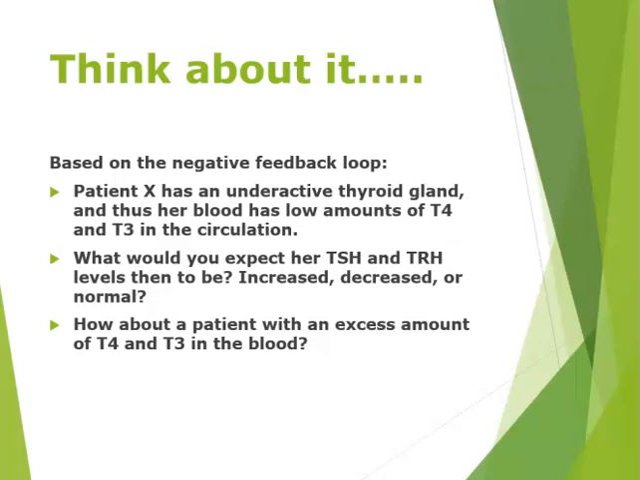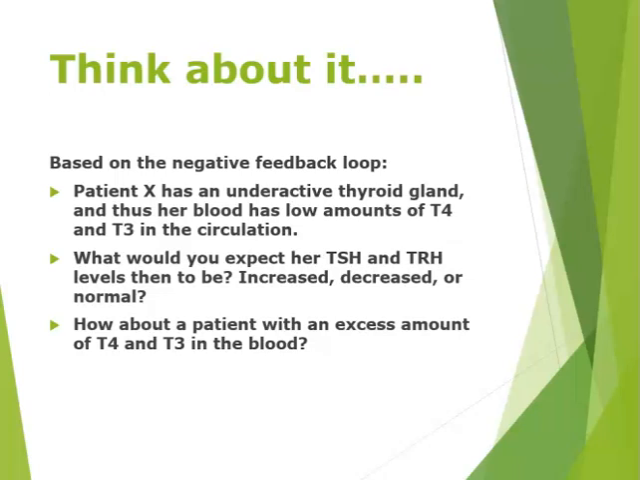How about if the patient has an excess amount of T4 and T3 in the blood? Okay, the opposite scenario, where we're going to see a decrease in the body's TRH and TSH because we already have too much. So it's going to turn off the production of that TRH and TSH because it already has too much.